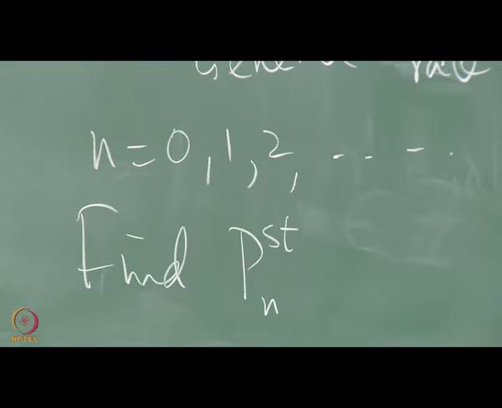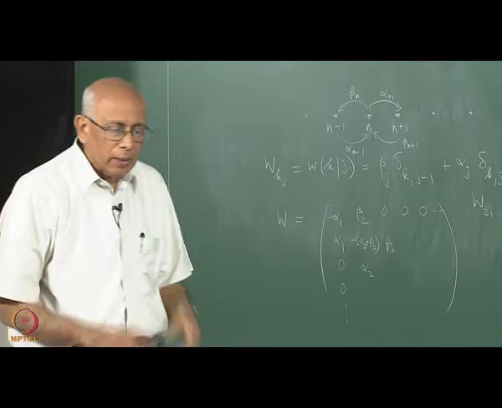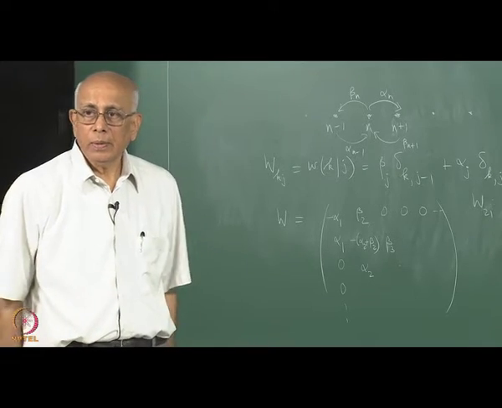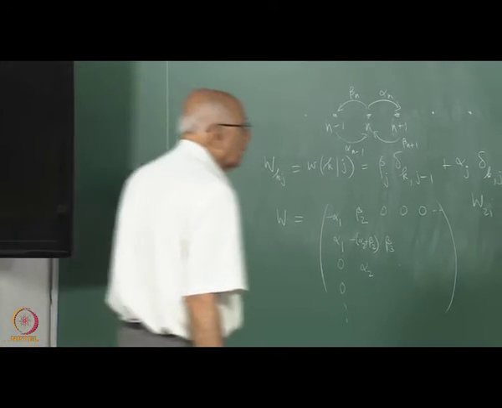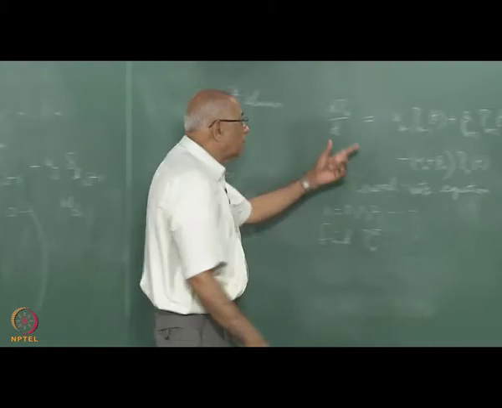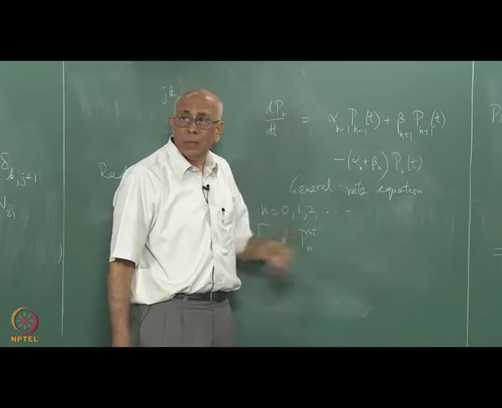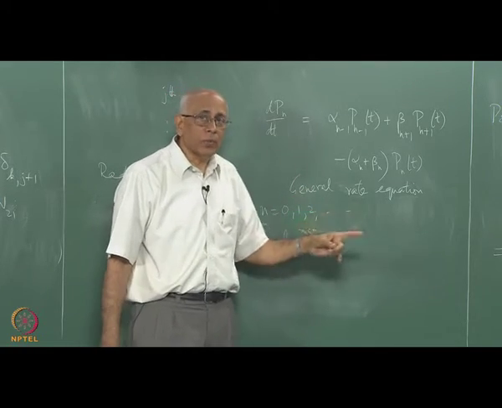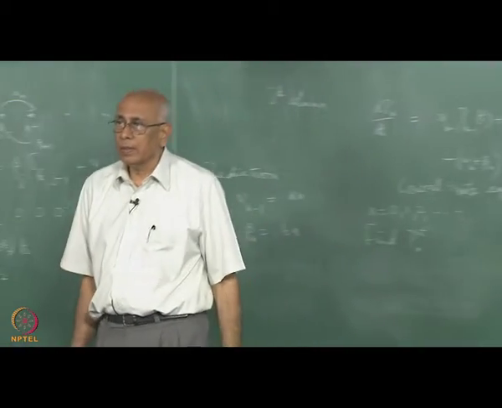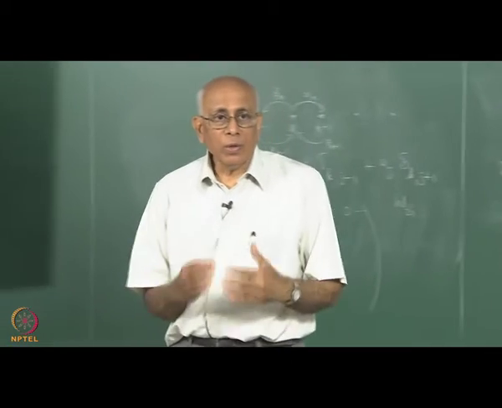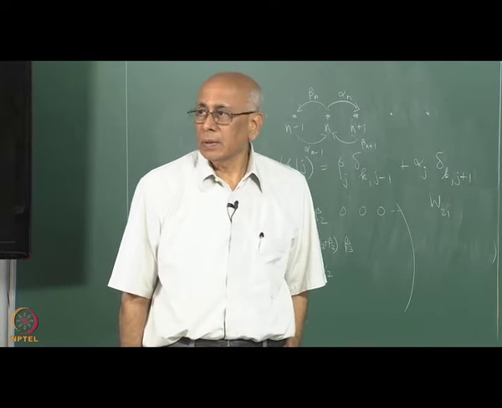I will give the answer too. It is a geometric distribution which depends on the ratio A over B. Okay. So, try to derive that. What you have to do is to put this in and then put P stationary here everywhere, no t dependence, and then equate it to 0. Okay. And then you try to find out what the stationary distribution is in this case.